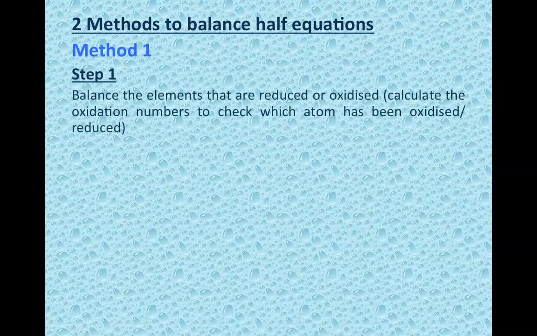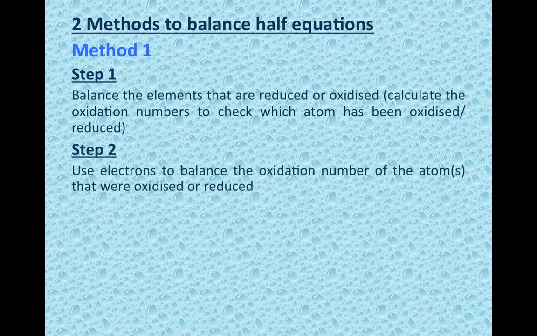first we balance the elements that are reduced or oxidized by calculating the oxidation numbers to check which atom has been oxidized or reduced. And then in step 2, you use electrons to balance the oxidation number of the atom or atoms that were oxidized or reduced.